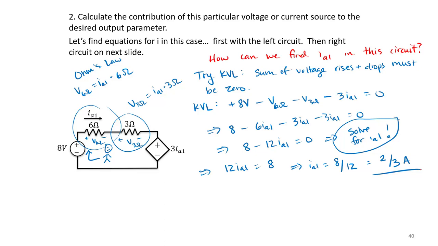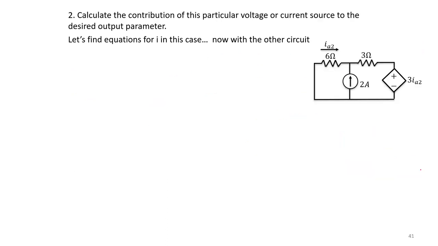You might also have thought to use mesh analysis, because by looking at this circuit, you see that there is just one mesh or one loop for current to flow through. And so being able to recognize that you have just one mesh might have led you to decide to use Kirchhoff's voltage law for convenience. Okay, so we found the contribution to current from our voltage source alone. Now we need to do the other one.